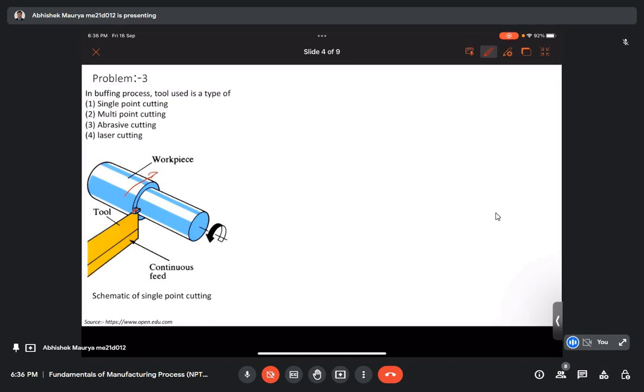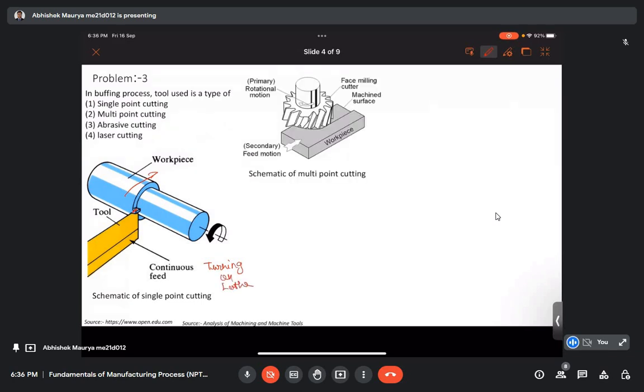Basically, from the tool, only one cutting edge is coming into contact with the workpiece. That is called single point cutting. This type of single point cutting, we have seen in many places, like turning on the lathe. Let's move to multi point cutting.